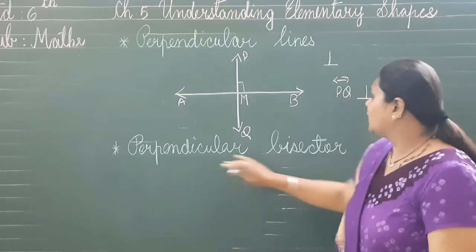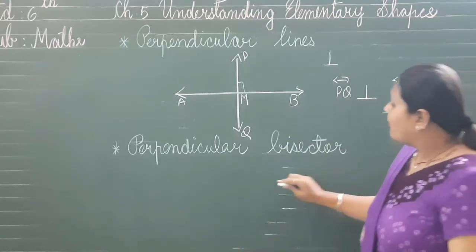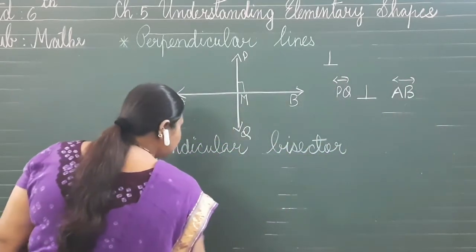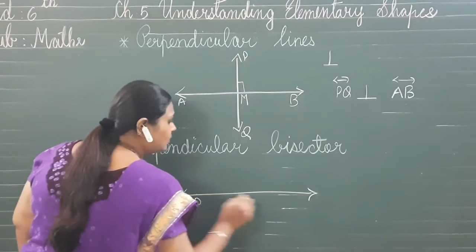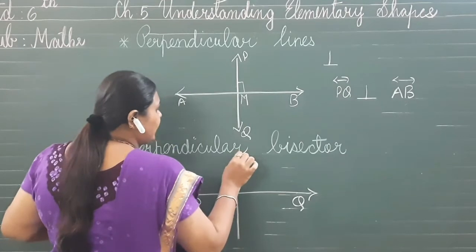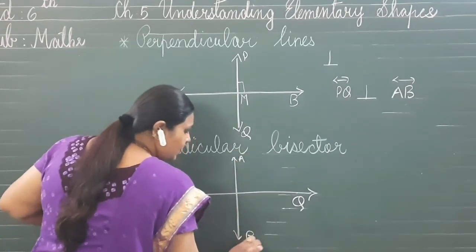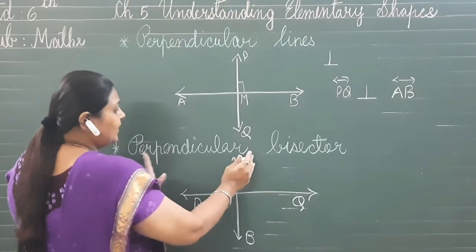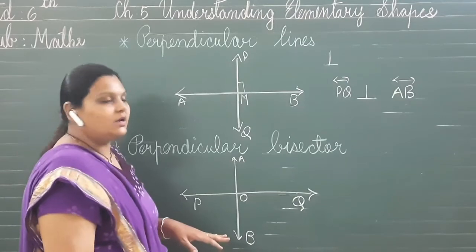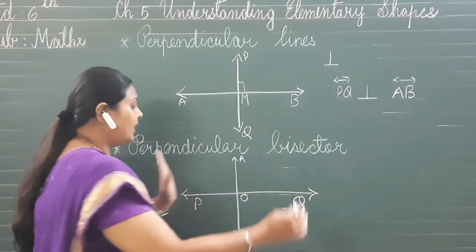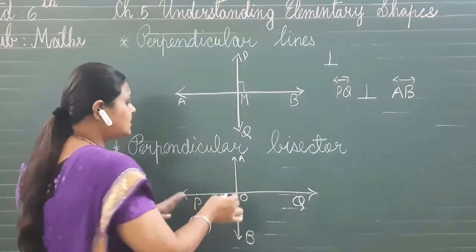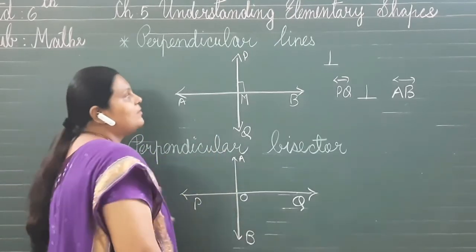Same way, perpendicular bisector. Now, what does perpendicular bisector mean? Very first, I will draw one line, say PQ, and another line that intersects it is AB. So, very first, perpendicular. Now it intersects at point O, so it is perpendicular. Same way, bisector means it is dividing the line into two equal parts. So this is known as perpendicular bisector.